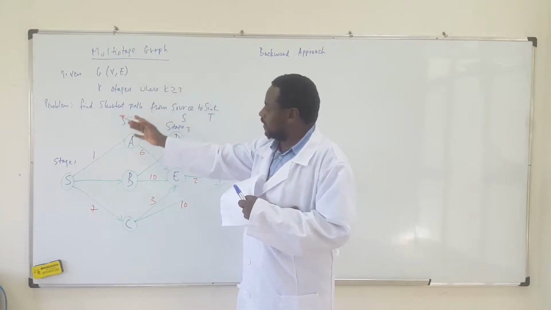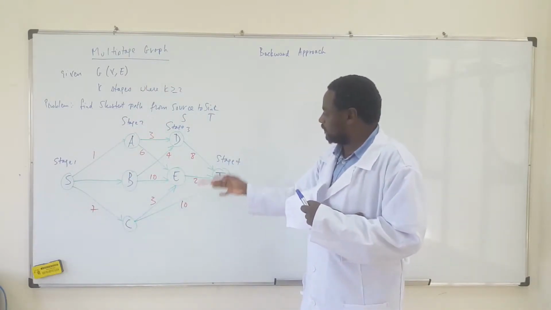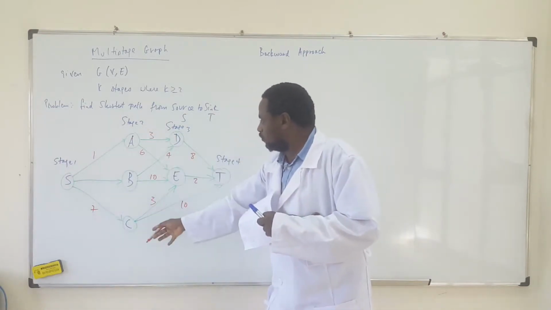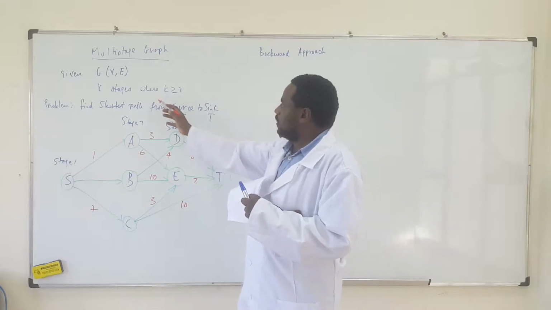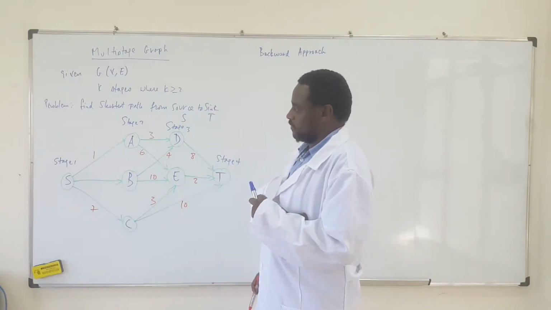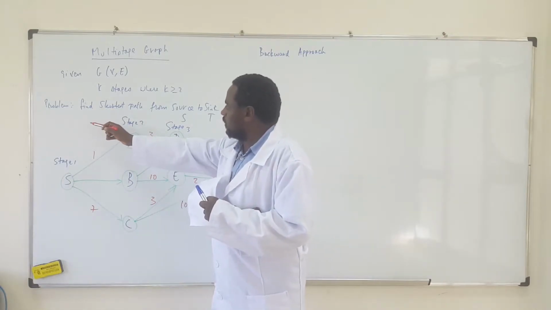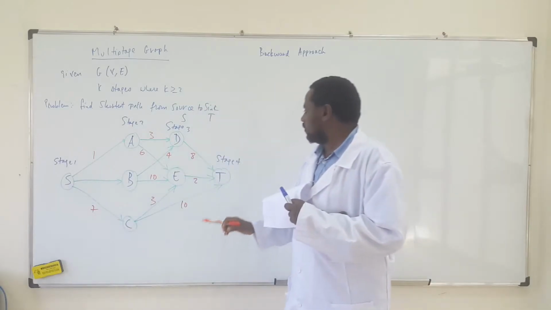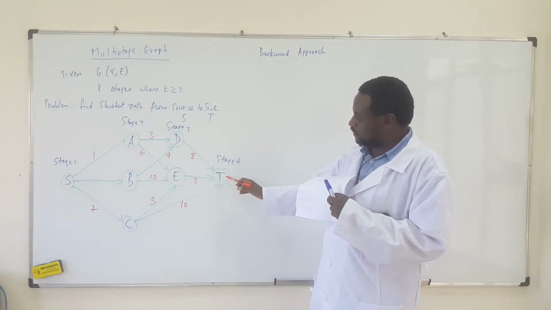graph, it says there are a couple of stages in the graph, as you can see here. So this stage 1 is called, stage 2, stage 3 and stage 4. So the stages must be two or more than two. So the problem is finding the shortest path from source which is S to sink which is T.